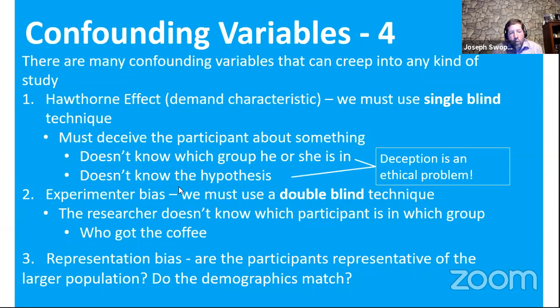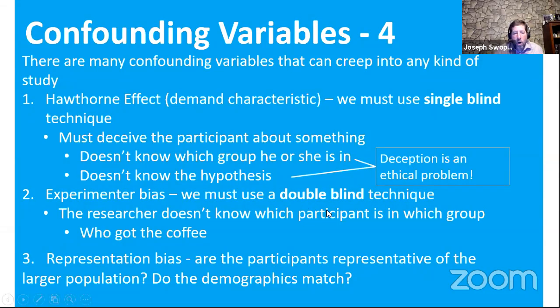Experimenter bias. Remember, researchers and scientists and experimenters are humans. They're going to make mistakes. And unfortunately, some of them might even make a conscious, purposeful mistake because they really want to prove their result. So how do we combat that? We use a double blind technique.